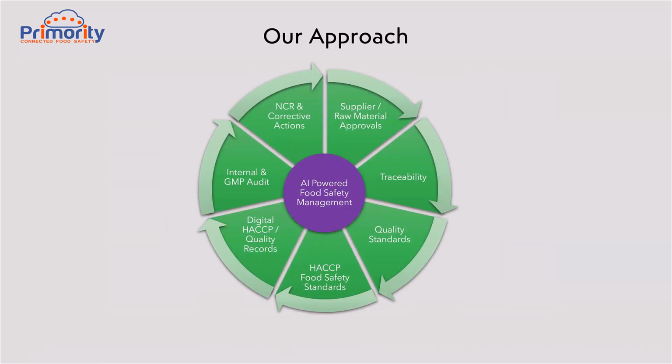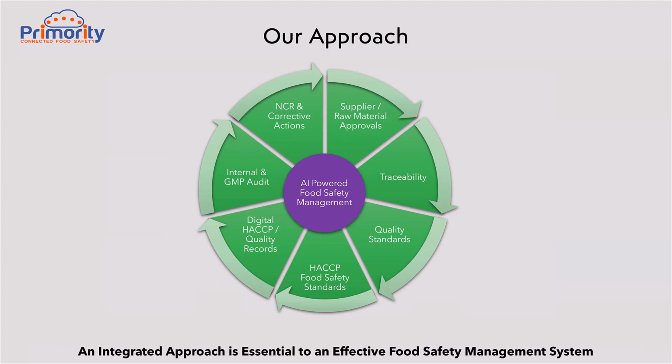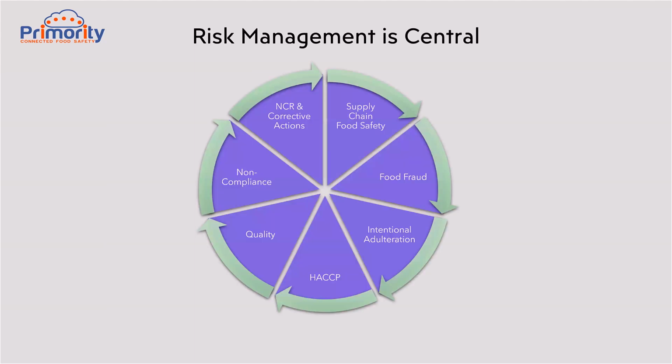So our approach is really to look at the full range of functions which are required in a food safety management system, all the way from supplier and raw material approvals to traceability, quality, HACCP, internal audit, and the whole corrective action management process. And we believe that an integrated approach to this is really essential to an effective food safety management system. So we'll talk about that in the context of risk now.